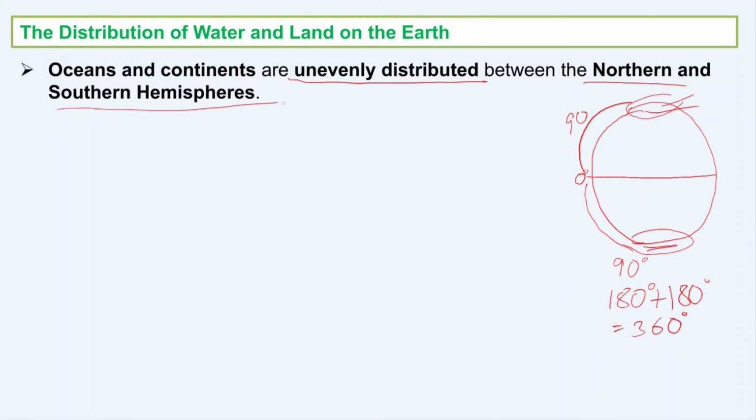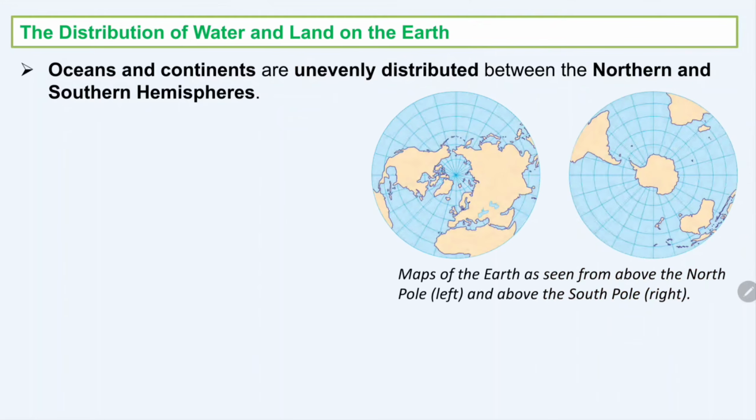So these are unevenly distributed. How are these unevenly distributed? Let us try to understand that. See, this is the northern hemisphere and this is the southern hemisphere. What you can see here? In the northern hemisphere, there are land masses, isn't it? And in the southern hemisphere there is more ocean, that is more sea. Yes or no?